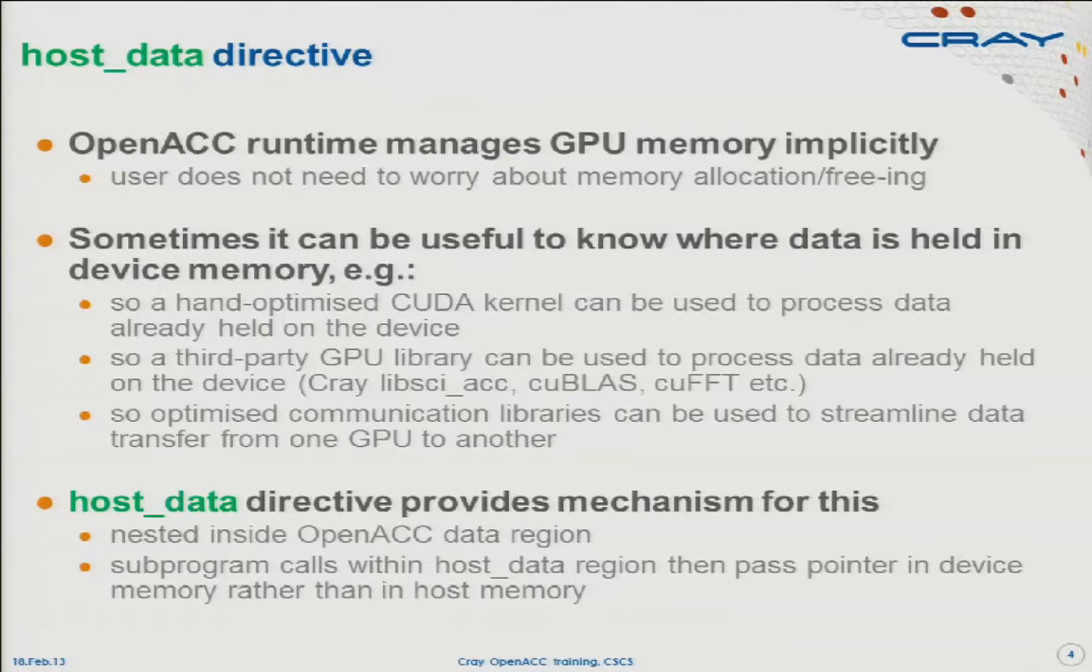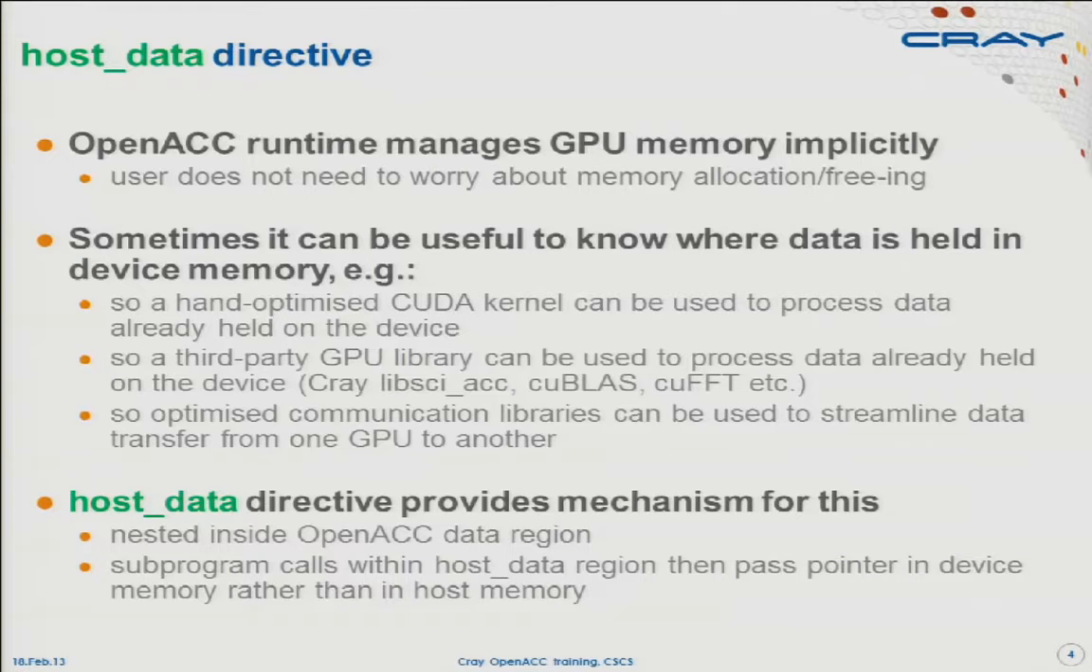And that's what the host_data directive is. I talked about it a little bit yesterday, but it's probably worth saying it again. Usually with OpenACC, the compiler and the runtime handle creating the arrays that you need on the GPU, where they live, and freeing them at the end. So when you want to call these libraries, or do something external that's outside of OpenACC, you need that information to be made available. And that's what host_data does.